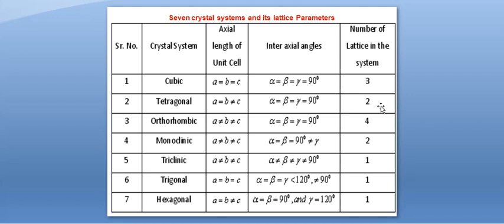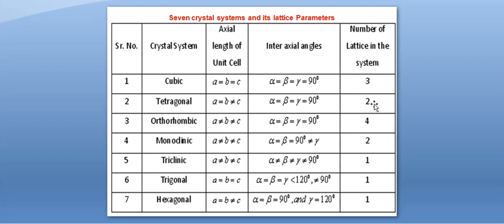In the case of cubic there are 3 Bravais lattices available, in the case of tetragonal 2, orthorhombic 4. Cubic means there are 3 Bravais lattices: simple cubic, body centered cubic, face centered cubic. Similarly, in the case of orthorhombic: simple orthorhombic, body centered orthorhombic, face centered orthorhombic, base centered orthorhombic. Monoclinic: simple monoclinic, base centered monoclinic. So these are the Bravais lattices for all the crystal systems.